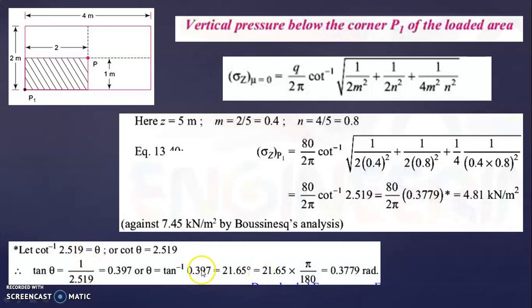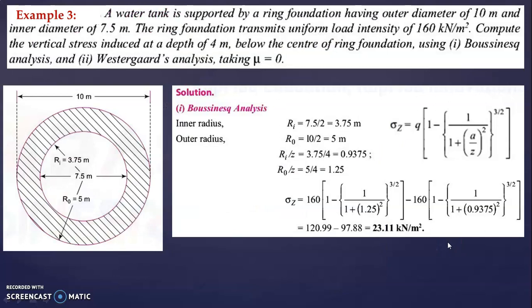Either you can use this method or directly you can calculate what is tan inverse of this value. Whatever the value you get, again take the inverse of that, you get this value. Okay, then compare with the Boussinesq analysis. In Boussinesq analysis we got 7.45 kilonewton per meter square. Here also we can observe that Boussinesq analysis gives a higher value than this Westergaard analysis. I hope all of you understood. Let us take one more example.